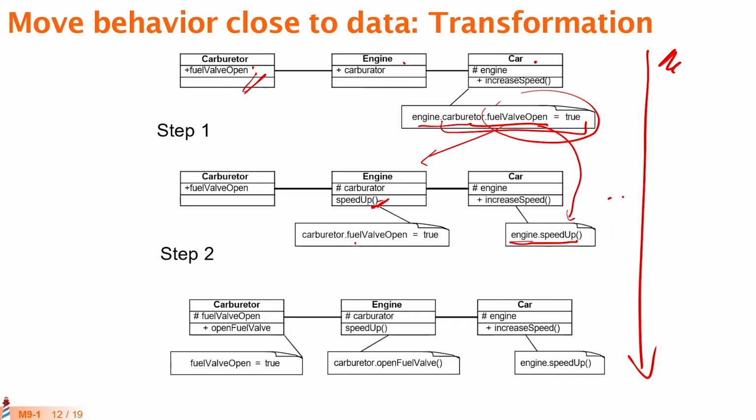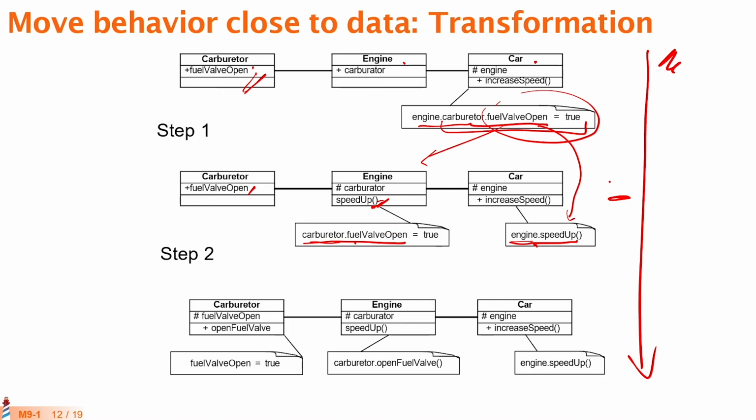Like that, now in this first step, the car doesn't depend anymore on the carburetor. Now the car only depends on the engine. But now the problem is that we just pushed the problem to the engine. The engine now depends on the carburetor and is really coupled with the implementation of the carburetor. If we decide tomorrow to change the implementation of the carburetor and make that flag, instead of a flag, an integer, that will impact also the engine.